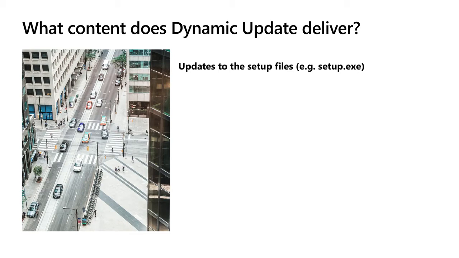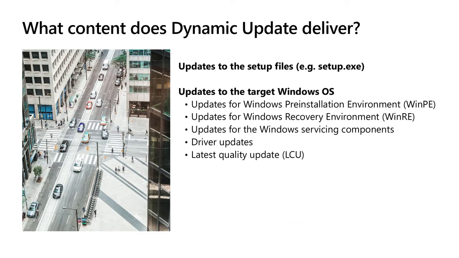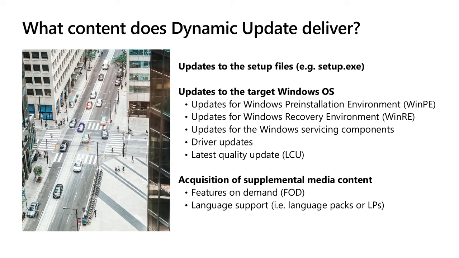So let's talk about the content that Dynamic Update delivers. To begin with, for those of you who've looked at the installation media and you've seen setup.exe, Dynamic Update will deliver a new version of setup.exe. So it's sort of just-in-time fixes for the setup program itself. What it'll also do is apply or download updates for the OS that you are moving to. I'll call this the target Windows OS. And specifically, there's a handful of items that get refreshed. These are updates for the Windows pre-installation environment, or WinPE, if you're familiar with that.